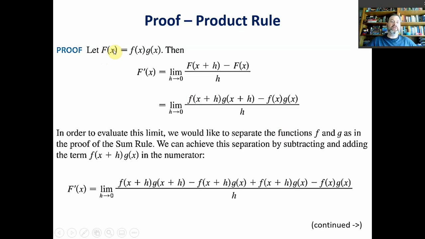So capital F of x here is f of x times g of x. So f prime of x, just this, capital F prime of x, just this. So we just plug everything in. So here we can't group anything, right? Because we'd have to factor. So what we have to do is sort of like inserting a term that allows us to factor.